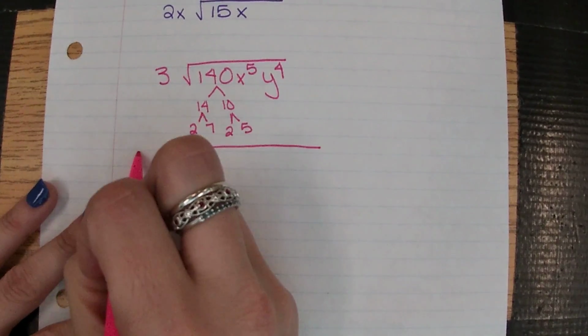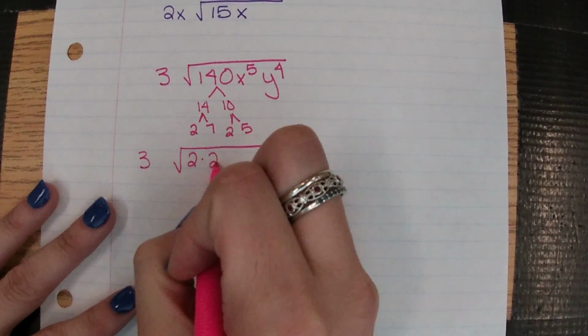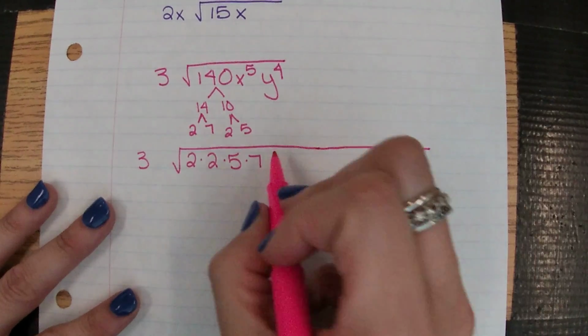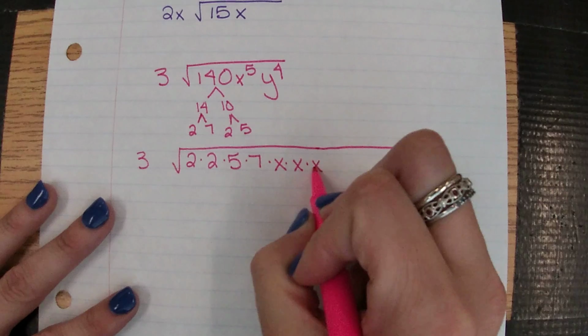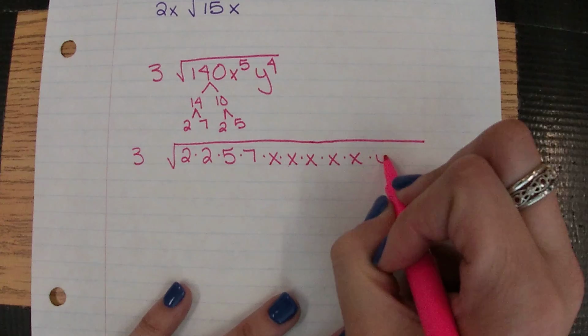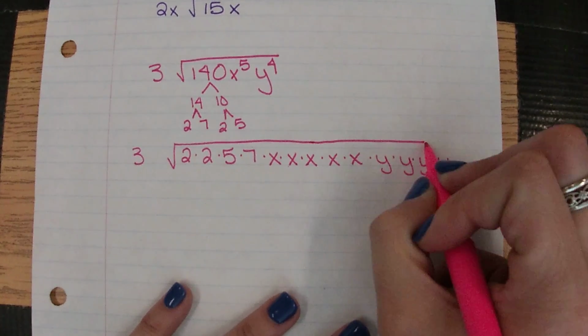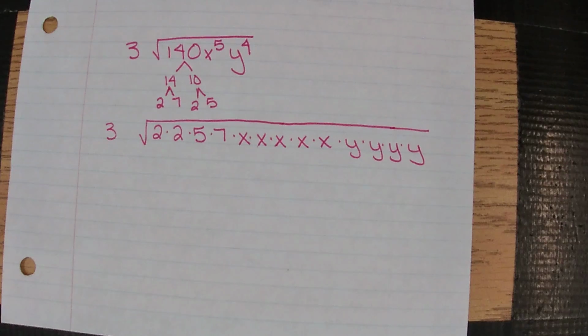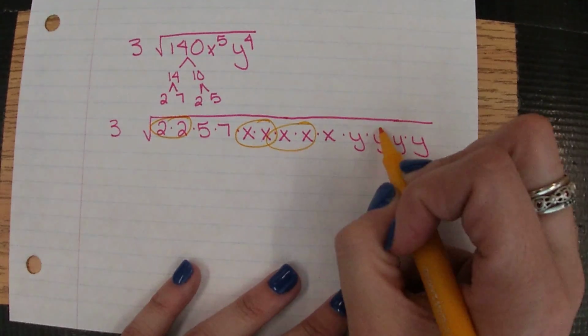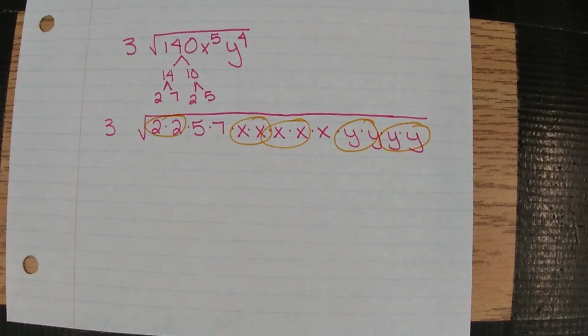Okay, so now I'm here. My 3 is still outside. I have a 2, a 2, a 5, a 7. Now I have 5 x's. So 1, 2, 3, 4, 5 x's and 4 y's. So it gets kind of long here underneath the square root. Not difficult, just takes up more space. Okay, and the next thing I'm going to do is I'm going to circle any pairs. So I have a pair of 2's, pair of x's, another pair of x's, pair of y's, another pair of y's.